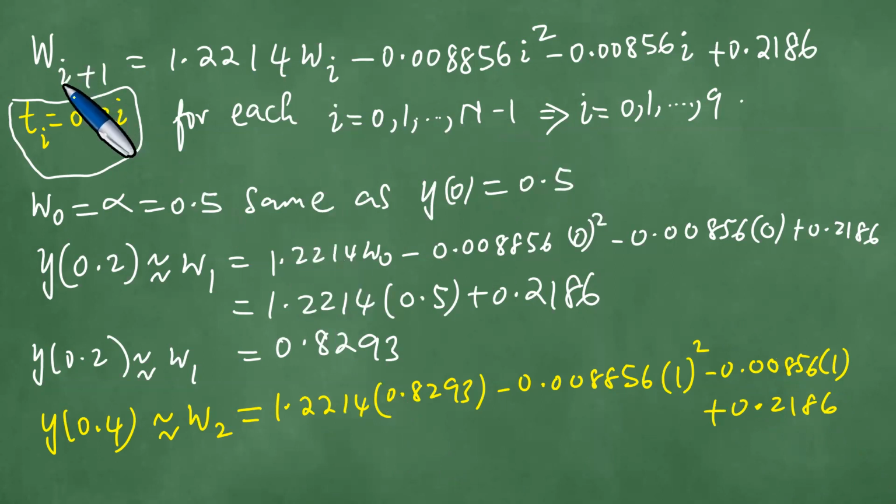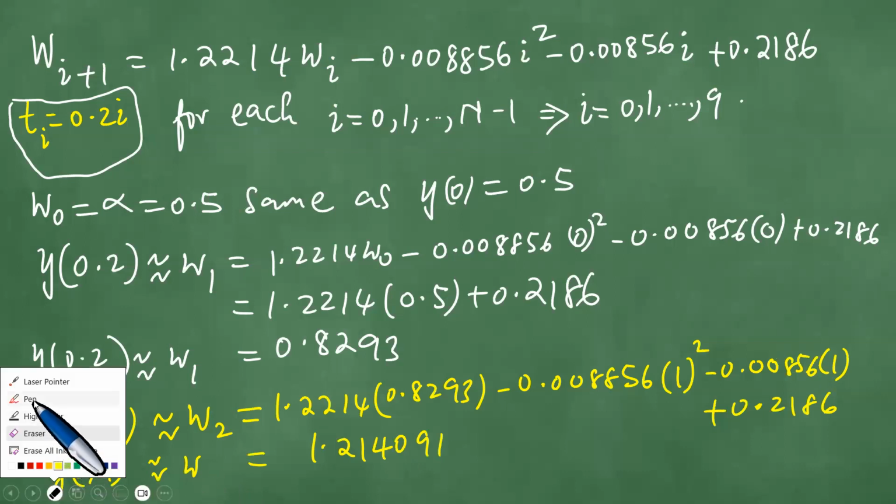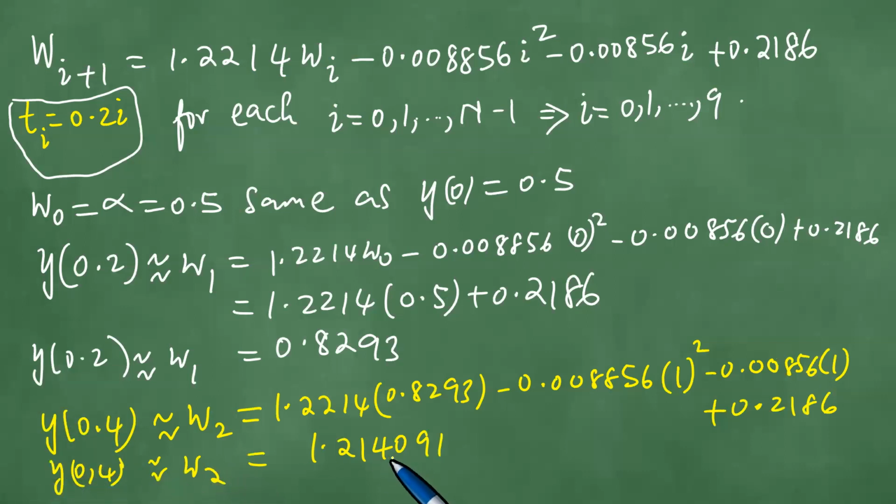Right, so you have that W2 would have 1, because for this to be 2 is 1 plus 1, which means I is 1 and it's 1 everywhere. And if you use the calculator, then what you're getting is 1.214091. And this is y of 0.4, and this is approximately W2. Okay, so this is just something to consider and to make sure that one understands this.